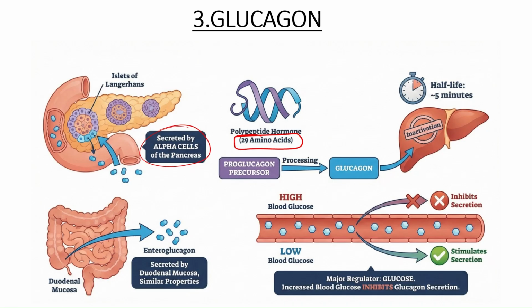Active insulin is 51 amino acids. Glucagon is 29 amino acids. It is initially produced in a longer form known as the pre-pro-glucagon precursor. Just as there is pre-pro-insulin, pro-insulin, and then active insulin plus C-peptide, here there is a pro-glucagon precursor. The pro-glucagon precursor is processed, and finally glucagon is produced.